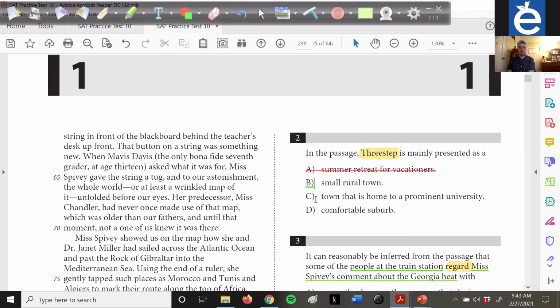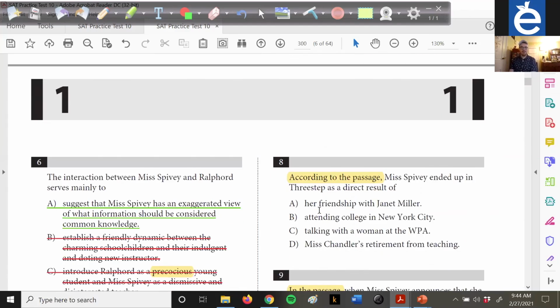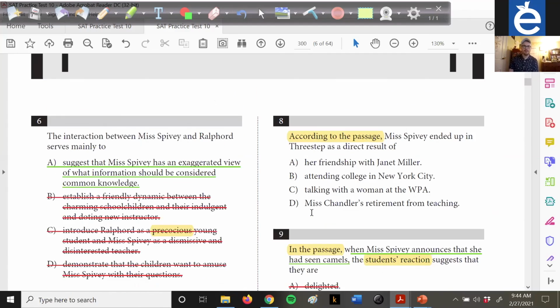Let's see if we have any better ones. Town that is home to a prominent university. Well, no, if they knew what universities were, and if they had a university, they probably would have teachers coming out of that university, right? Rather than all the way from Barnard. A comfortable suburb? Oh, no. No, these people are not comfortable. So yes, a small rural town seems to be our best option. What do we have left? All we have is number 8.